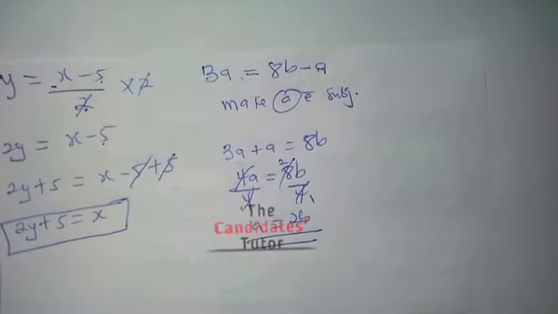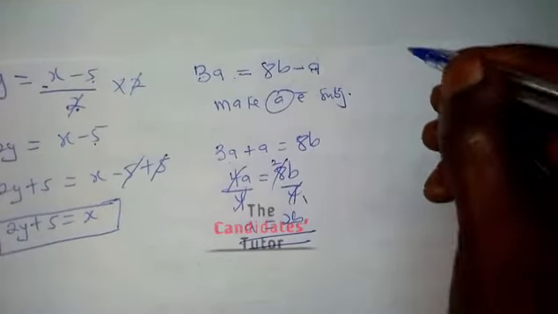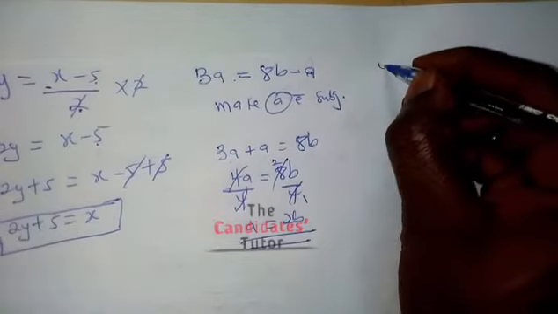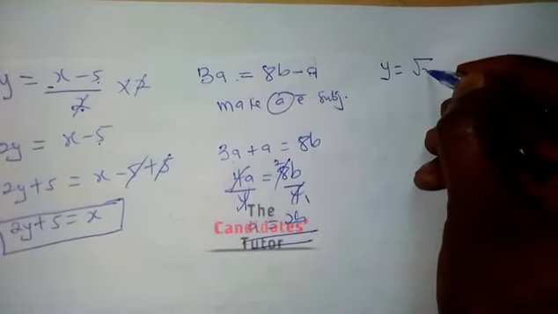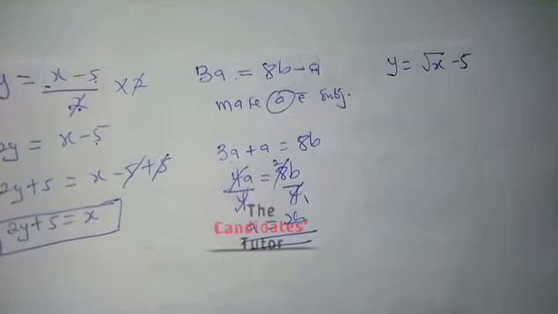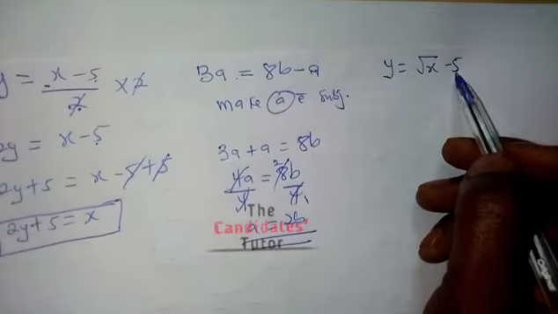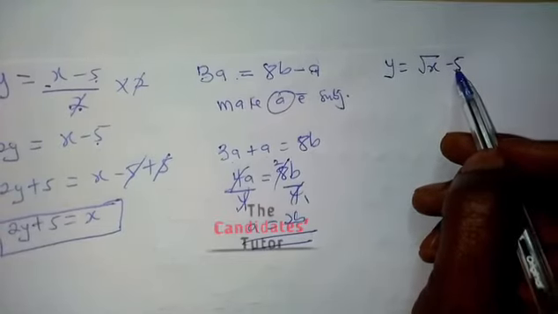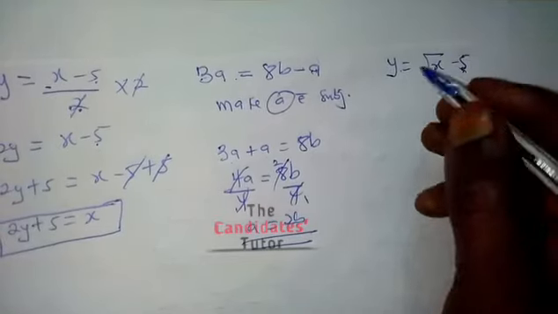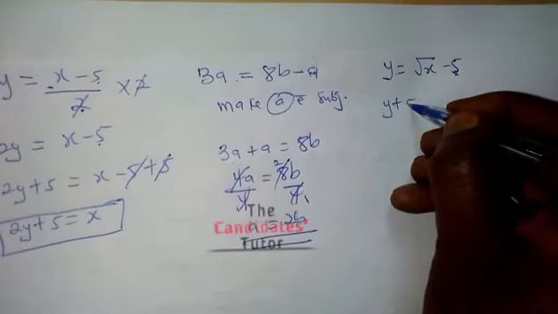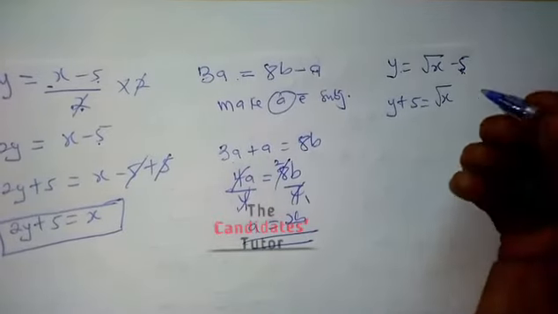Alright, let's see something more complex. How about we make x the subject of this equation? Something like this. How do we make x the subject? Now first, let's take this from this side. Let's take -5 to this side. So we get y plus 5 is equal to root of x.